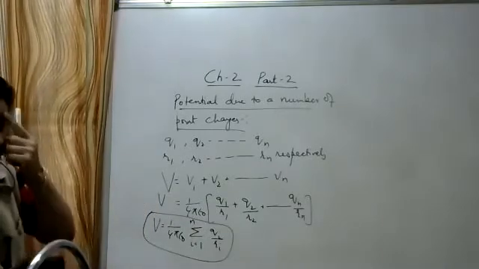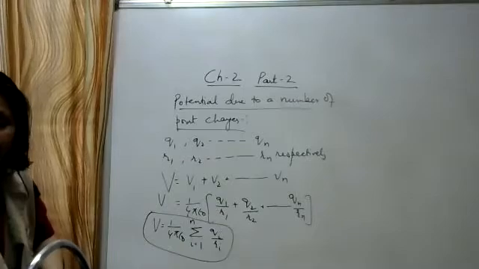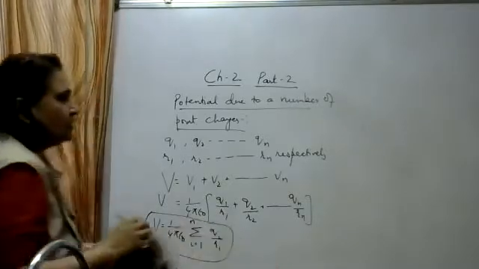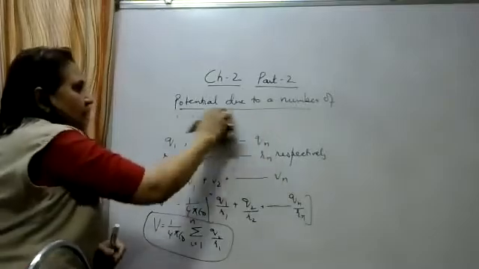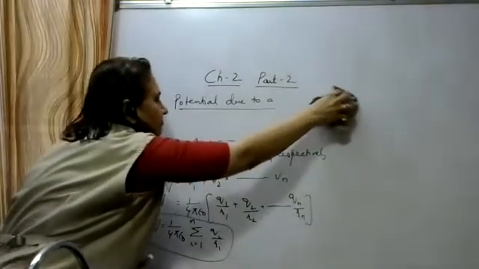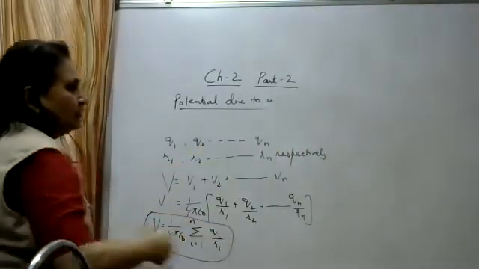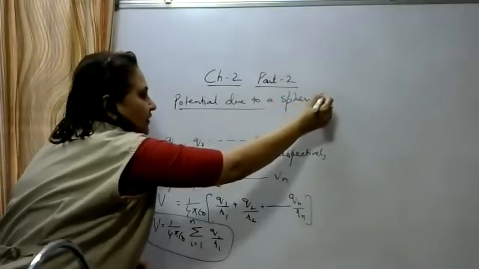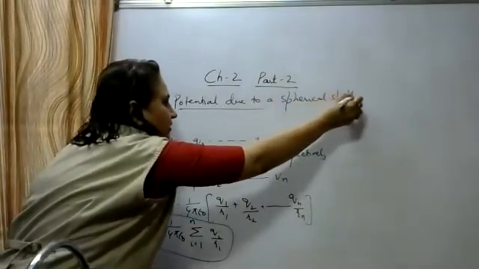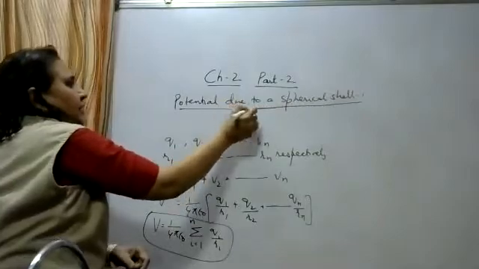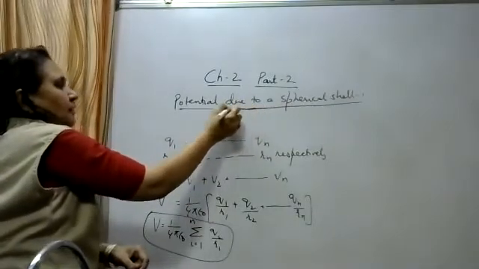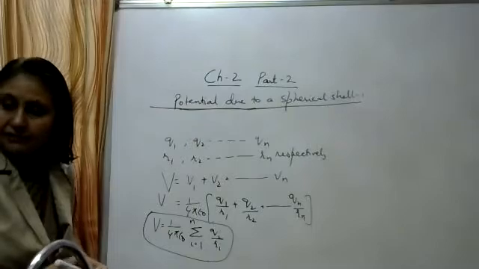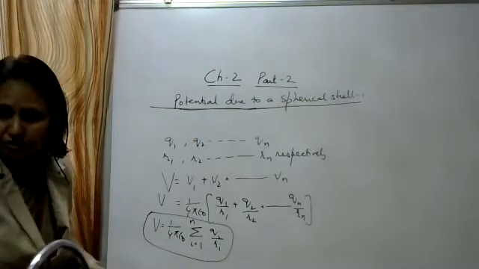Okay, next we'll find out the potential due to a spherical shell. The next heading, write down: potential due to a spherical shell. We have already found out the electric field due to a spherical shell in different regions. Outside the shell, we found out the electric field using Gauss law, Gauss theorem.